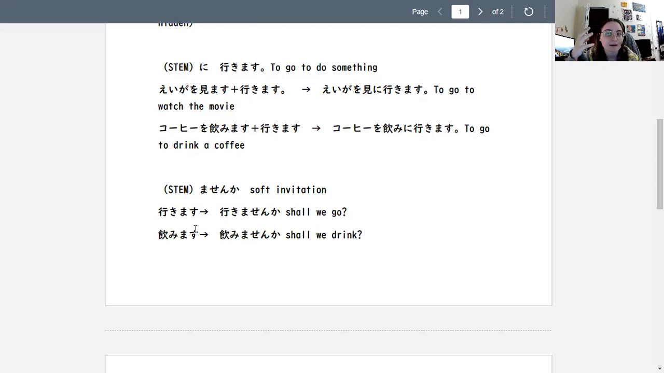That's kind of how it's translated almost. It's like, oh, you're being polite about it, because if they don't want to go and you're saying masen, which is the negative form of it, it's kind of like giving them a way out if they don't want to go. And then the second example is nomimasu, which turns into nomimasenka, so shall we drink?